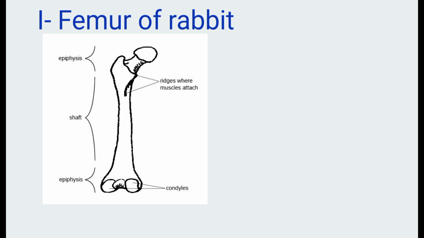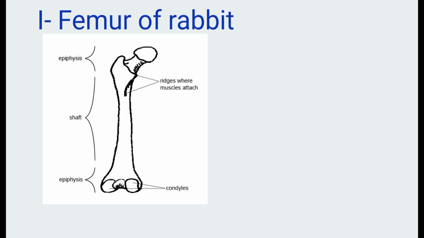Now let's talk about specimen I, femur of rabbit. The femur, or thigh bone, is the longest bone in the rabbit's skeleton. Its structure includes the proximal end, head, neck, and greater trochanter, which form the hip joint. Shaft, diaphysis, long cylindrical portion of the bone. Distal end, condyles, medial and lateral, that articulate with the tibia and patella, forming the knee joint. The femur provides support, stability, and movement to the rabbit's hind limb, enabling activities like hopping and jumping.